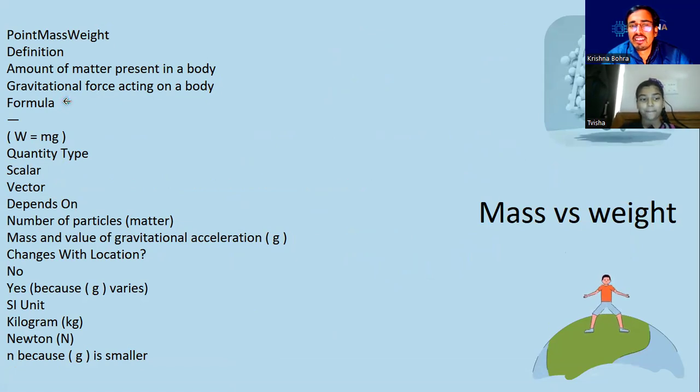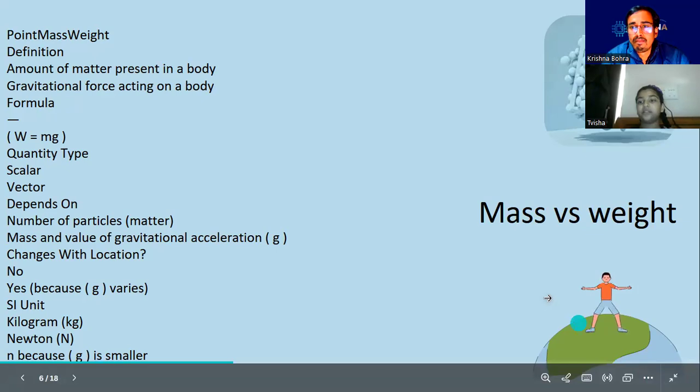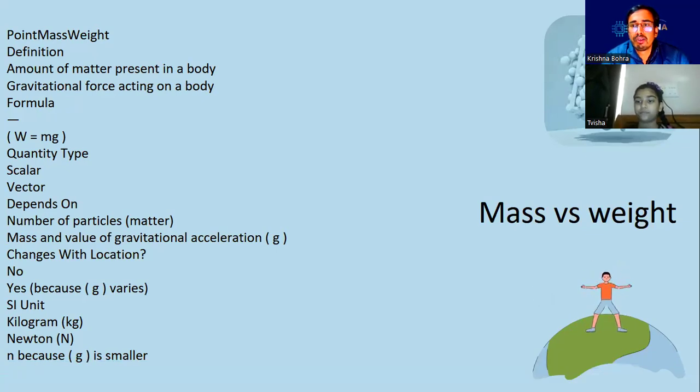Want to ask anything? No, sir. I was just a little bit shocked that the weighing machine shows the weight in kg while it should be in newtons. Yeah, exactly. The newtons are converted into kg, and that's why we get it in kg.